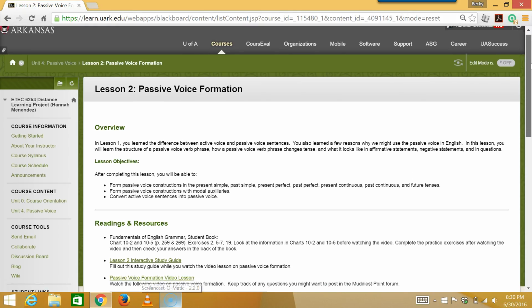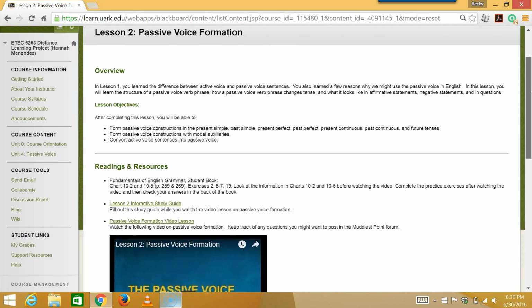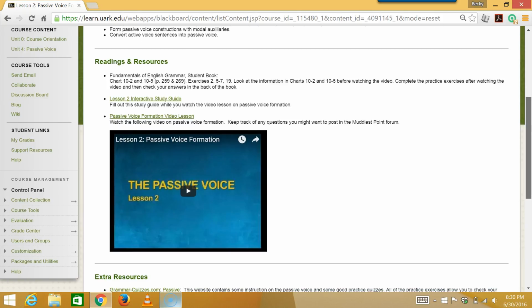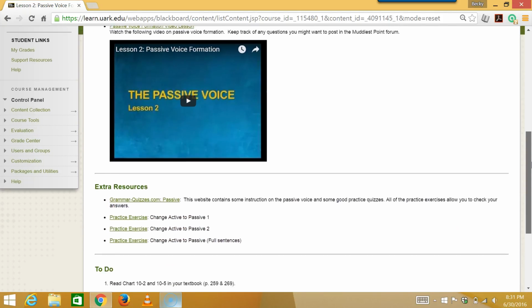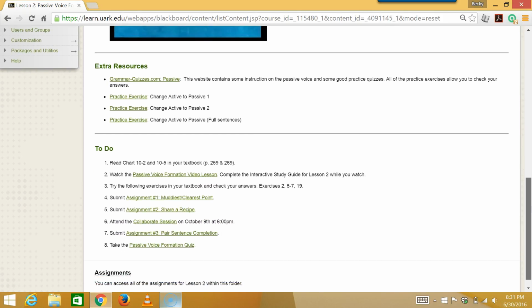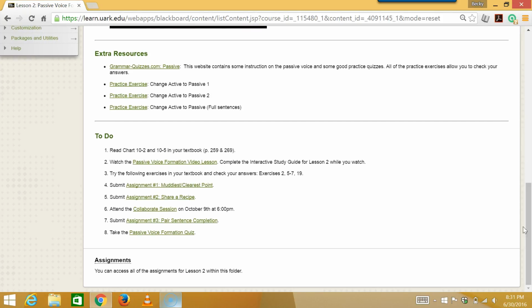The lesson starts with a brief overview and the lesson objectives. In readings and resources, they have some readings and exercises from the textbook, a video lesson, and an interactive study guide to go with the video lesson. They've got some web resources and extra practice activities in the extra resources section, then a to-do list for the entire lesson. There's also a folder at the bottom with just their assignments.